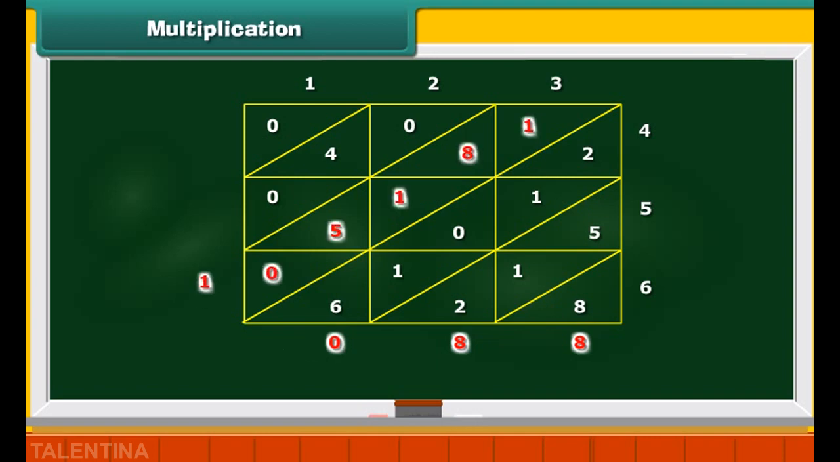It has 5 elements: 1, 8, 1, 5 and 0. Their sum is 16, including the carry over 1. Write 6 and carry over 1 to the next diagonal.